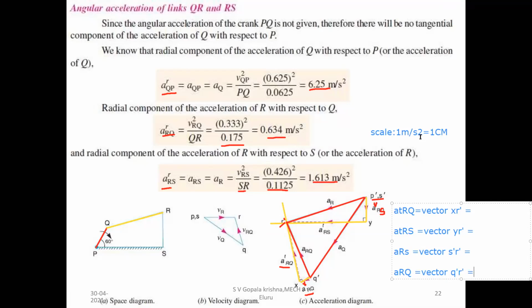Why? Because the scale is already there: 1 centimeter equals to 1 meter per second square. For example, if the value of vector XR dash is 4 centimeter, that means 4 meter per second square. And if it is 3.6 centimeters, then we simply write 3.6 meter per second square. That way you have to mention their values here. All of you make a copy of our particular problem, and you may also draw parallelly.